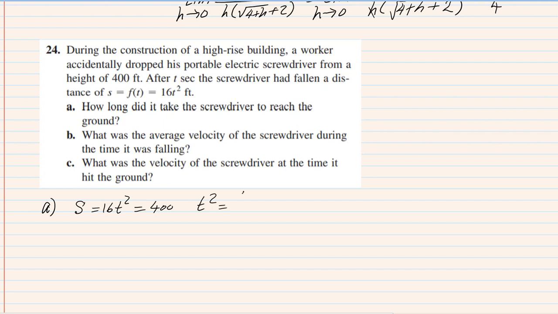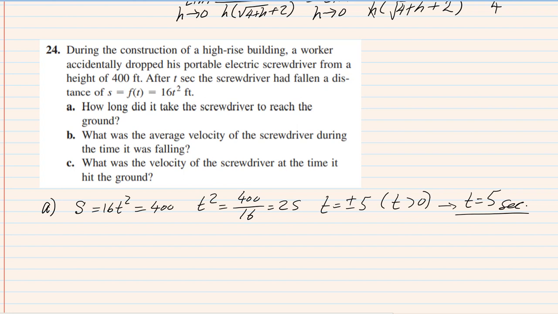Therefore, t squared is 400 divided by 16, and that's going to be 25. True? So t is going to be plus or minus 5. Of course, because t is time, t must be positive. So that means 5 seconds later, the screwdriver is going to hit the ground.